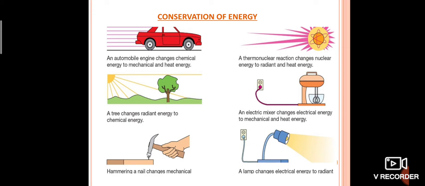Another example is thermonuclear reaction. Here nuclear energy is changed to radiant and heat energy. Another example is a tree that changes radiant energy to chemical energy through a process called photosynthesis. These are a few examples of conservation of energy.